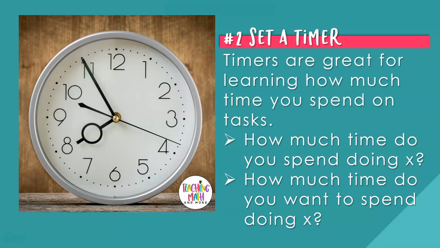Number 2, set a timer. Timers are great for learning how much time you spend on tasks. We don't even realize how much time we spend. Typically, tasks you hate, you think will take forever, when in reality, it may only be a 5 to 10 minute focused task. So set a timer to find out how much time you are doing certain tasks. Then ask yourself, how much time do I want to spend doing X? Or how much time am I spending doing X? This will help you to refocus your time on what matters to you.